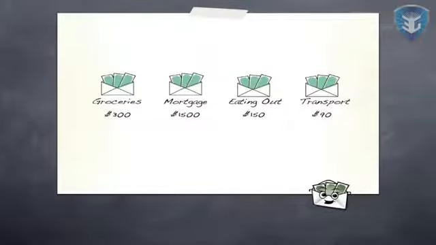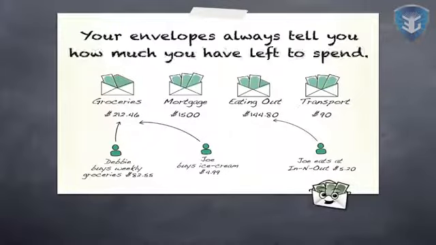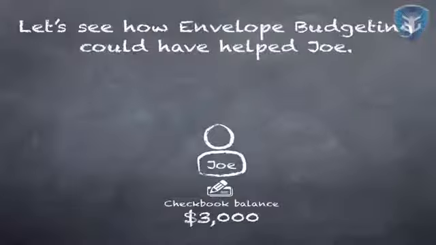So once your envelopes are set, just simply use money straight from the envelope. So for example, when Debbie buys groceries, or Joe buys ice cream, or Joe eats out, those get deducted directly from the envelopes. If you do this, your envelopes will always show you how much money you have left to spend.